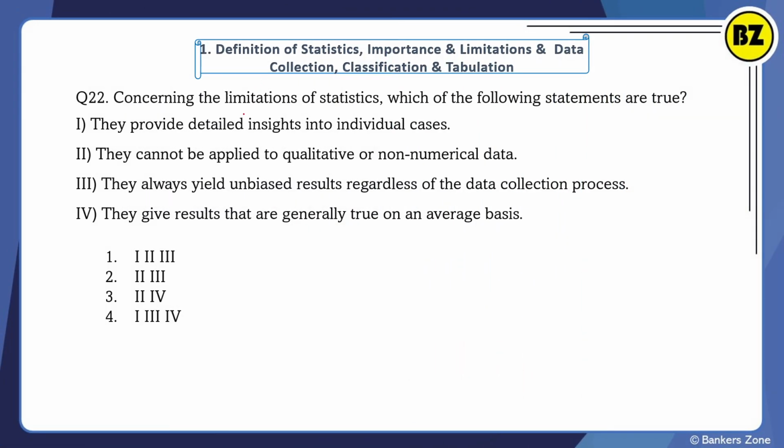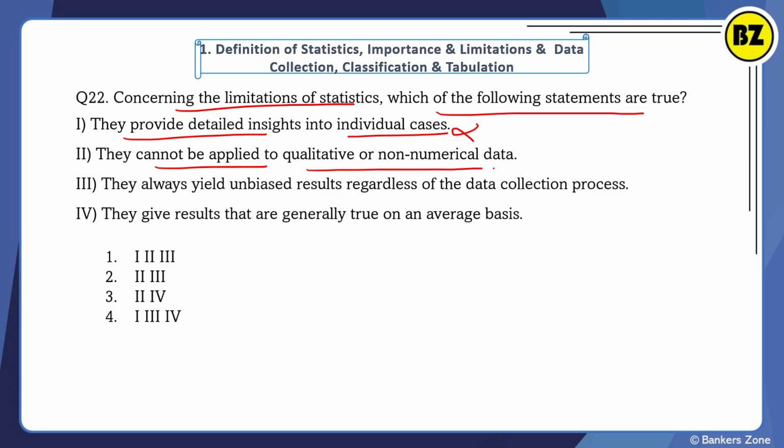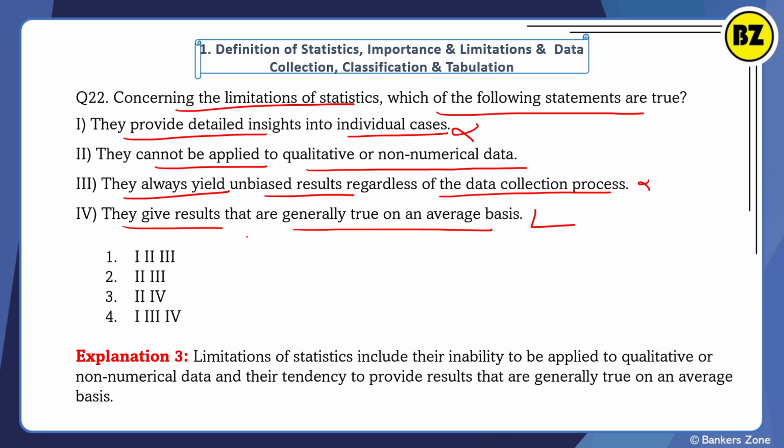Concerning the limitations of statistics, which of the following statements is true? We have to identify the true statement. Now see here, they provide detailed insight for the individual cases, individual data, it is not applicable, right? They cannot apply to qualitative or numerical data. They always yield unbiased result regardless of the data collection process, it is also not true. They give a result that is generally true on average basis. It is a true statement, right? So we have to identify the true statement basically. The correct option they have given is 3.